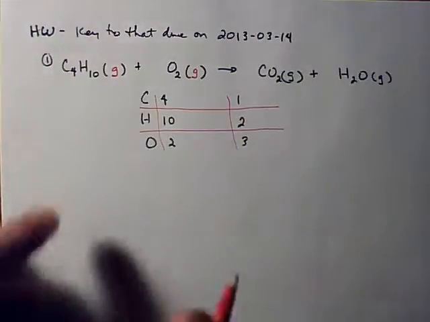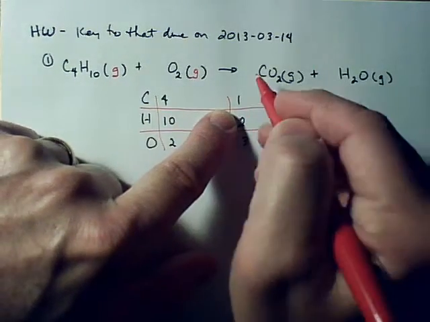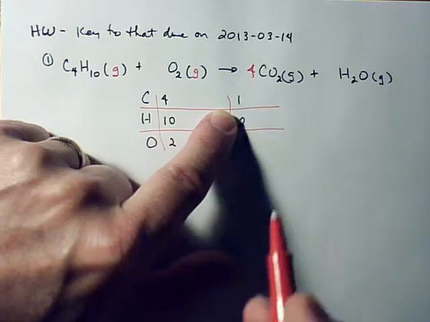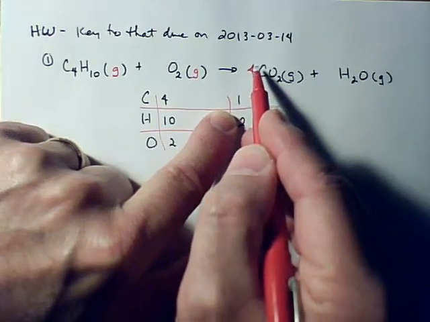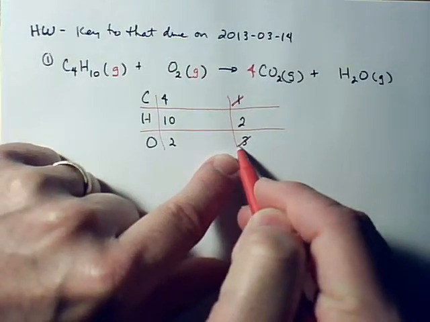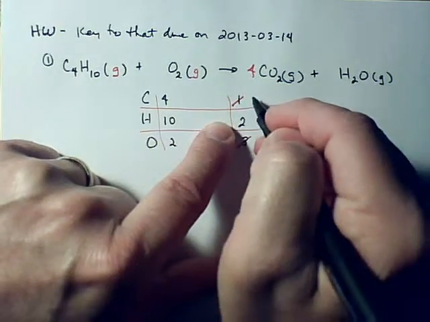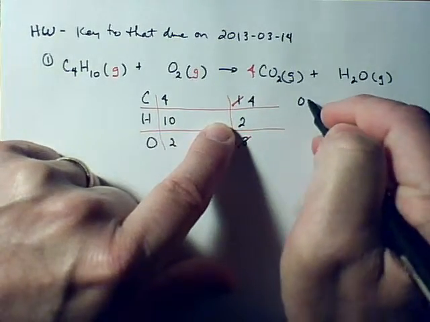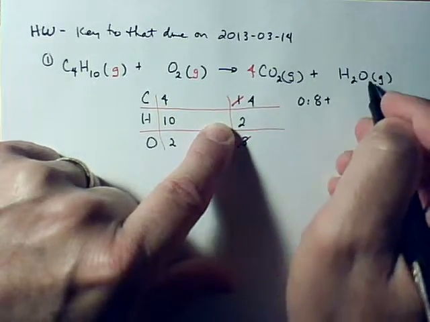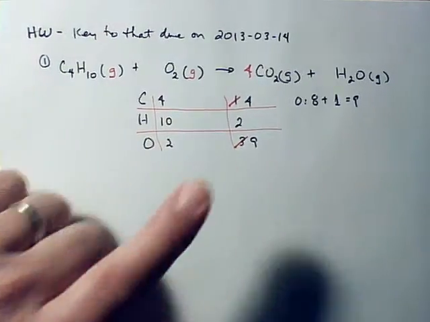Okay? So I see that I have 4 carbons here. To get 4 carbons on this side, I need a coefficient 4 in front of the species that contains the carbon. But when I put the 4 in front, it changes everything in that formula. So we're going to be changing the number of carbons and the number of oxygens. So the number of carbons we now have is 4. But the oxygens we have now is 4 times 2, 8 oxygens here, plus the 1 here. So we currently have 9 oxygens.